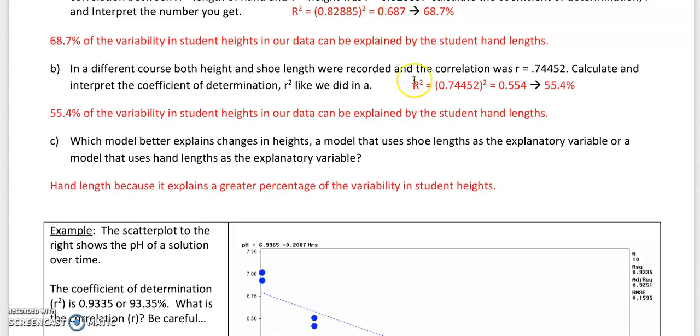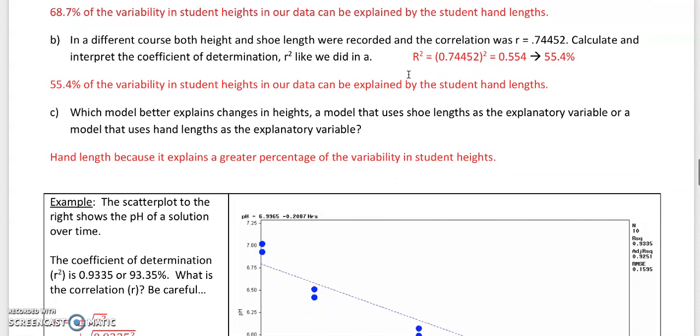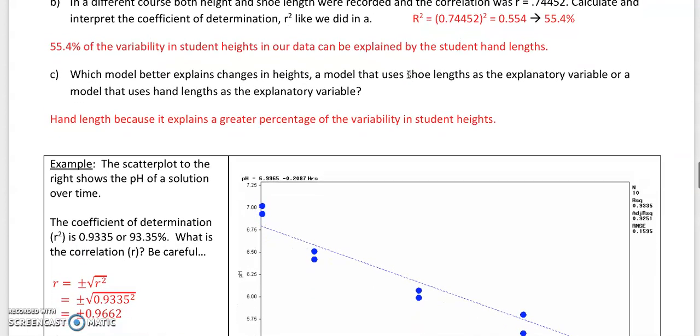So we might realize that since we can square the correlation to get the r-squared, then we should be able to take the square root of the r-squared to get the correlation. And for the most part, we can. But we need to remember that if this was positive or this was negative, both of those would give us the same squared value. So when I take the square root, I'm going to remind myself that my correlation could be positive 0.9662, or it could be negative 0.9662.